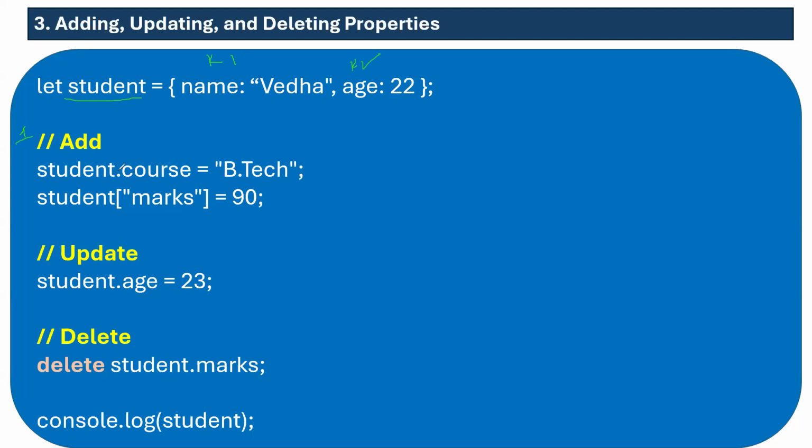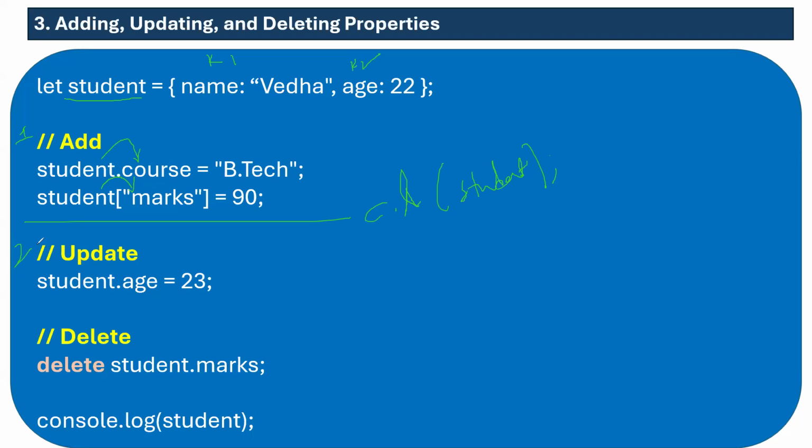Now guys, student dot course. See, I am adding a course because the course key is not there. The course is BTech, and it will be added. Now I'll add one more key, marks, and its value is 90. Now guys, after these two lines, if you do a console.log of your student, how many properties can you see? Four. Yes, guys, you can test it.